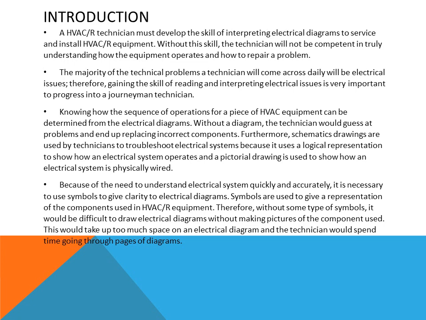Because of the need to understand electrical systems quickly and accurately, it is necessary to use symbols to give clarity to electrical diagrams. Symbols are used to give a representation of the components used in HVAC refrigeration equipment. Without some type of symbol, it would be difficult to draw electrical diagrams without making pictures of the components used. This would take up too much space on an electrical diagram, and the technician would spend time going through pages of diagrams.